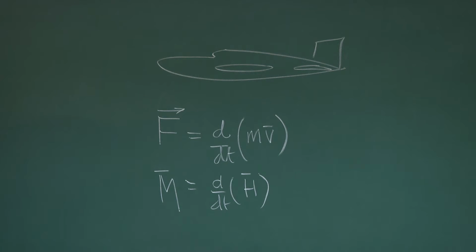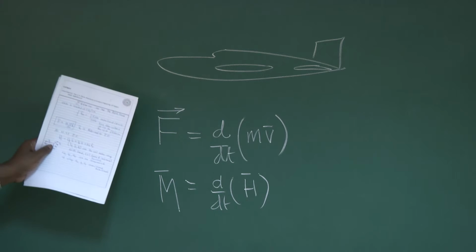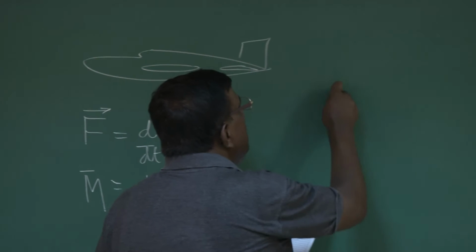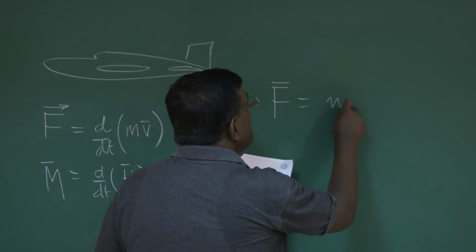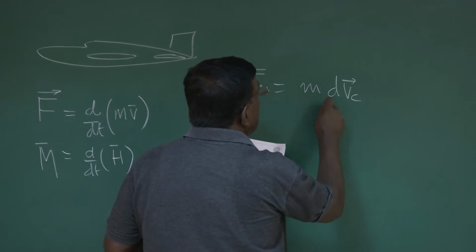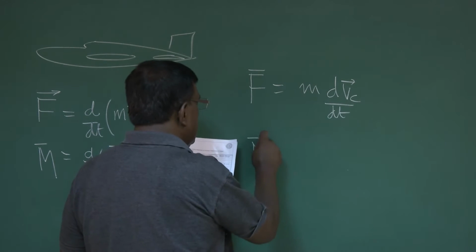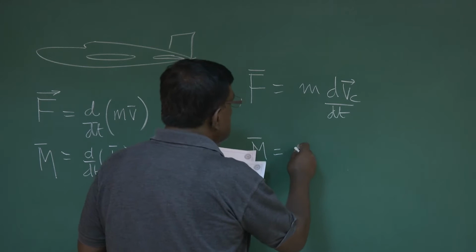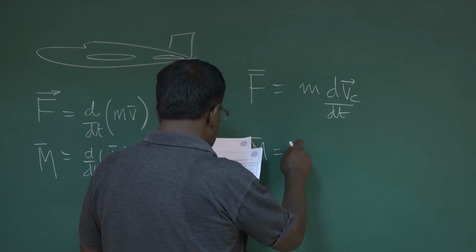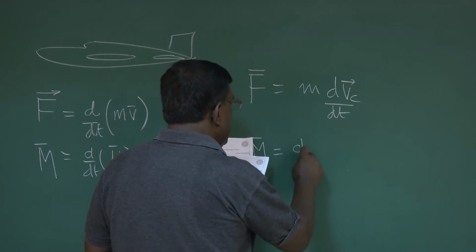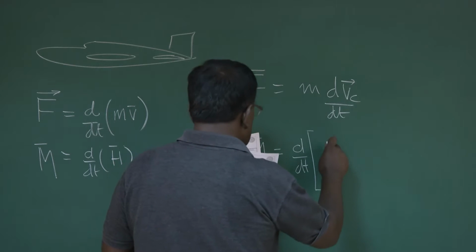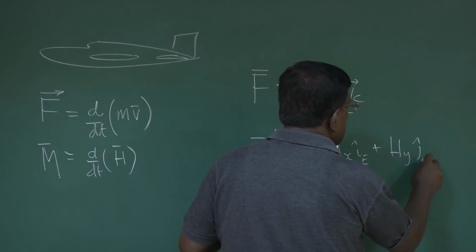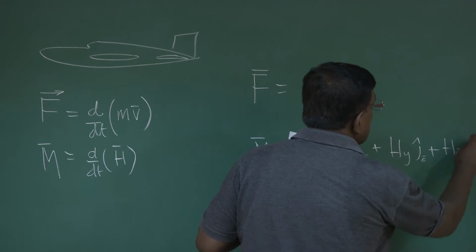So, we started developing equations of motion, but not the perturbed equation of motion for the airplane so far. We are writing equations of motion, and we found two important relations: F equal to m d V_c by dt, where c is the center of mass. Another we got was the moment M equal to, if I write it correctly, d by dt of (h_x i_E plus h_y j_E plus h_z k_E).